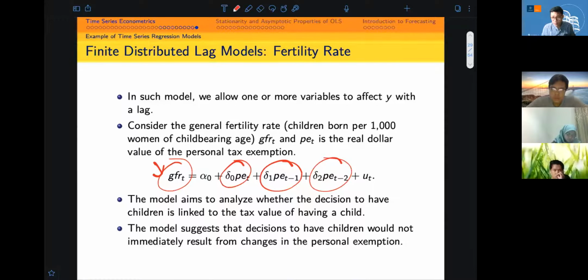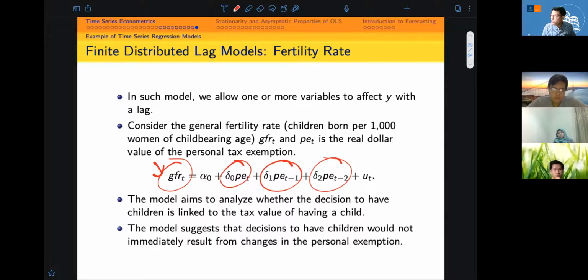So I provided you with the fertility rate data analysis that you can find in ELOC. So I'm going to ask you to do your independent learning and to go through the fertility rate example.